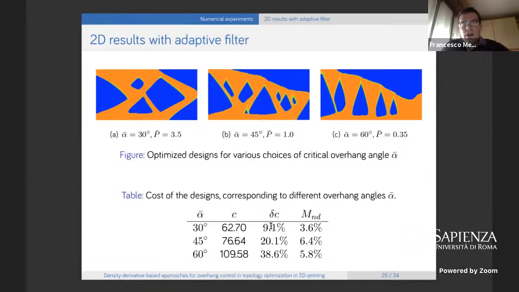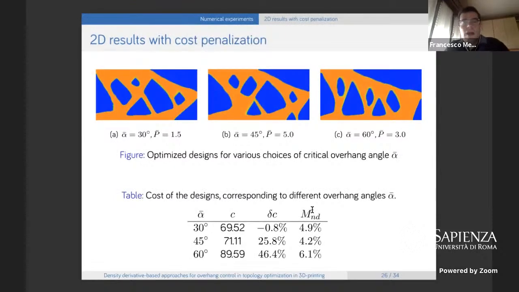So basically for not critical, so to speak, thresholds to the overhang angle, we have an improvement around 10%, and this improvement becomes more and more significant with stricter thresholds to the overhang angle. MND finally is a measure of non-discreteness which just ensures that our designs are sufficiently sharp and we do not have too many intermediate densities.